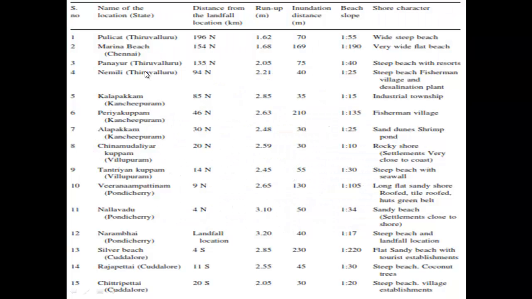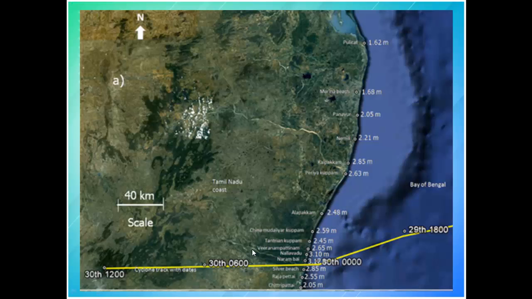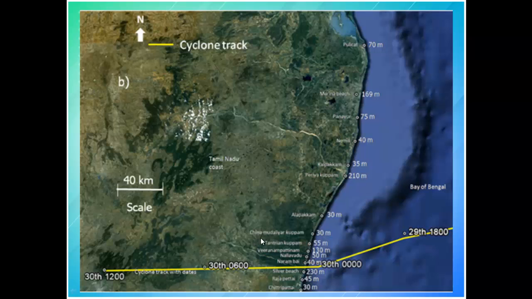So you can see here Marina Beach, then places near Kanchipuram, Periyambakkam, and the place with Silver Beach, which we call Kadalur Beach. All those three places you can see here will have more. This is 169, 210, okay, and around here 230. So this is Silver Beach. You can see here at Silver Beach, okay.